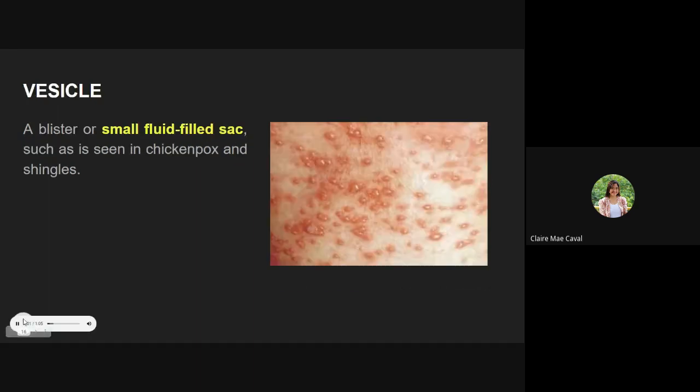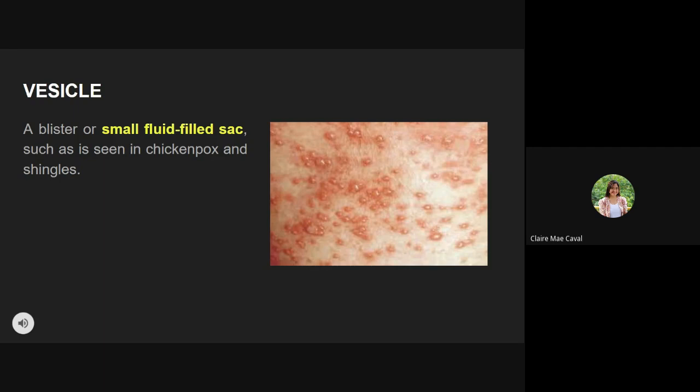Next is vesicle. It's a blister or small fluid-filled sac, and you can observe this in chickenpox and shingles patients. As you can see in the picture, it's a vesicular fluid. It has fluid inside the vesicles. So this is also painful and itchy at the same time.